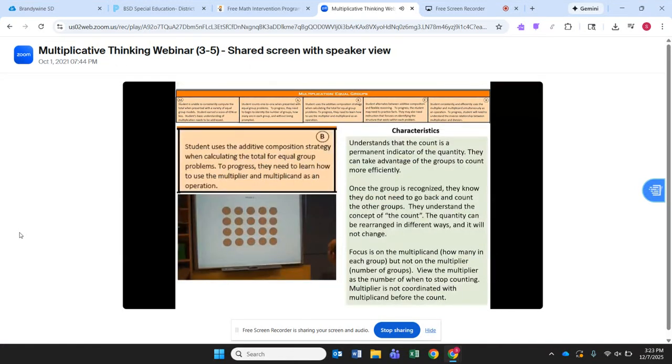So now we're going to go on to level B. And what level B is, it says student uses the additive composition strategy when calculating the total for equal group problems. To progress, they need to learn how to use the multiplicative as an operation, or the groups and the number in each group. And so we're going to take a look at what level B looks like.